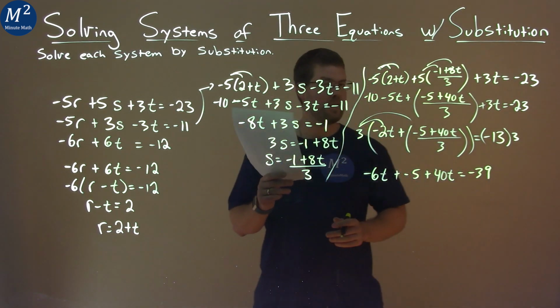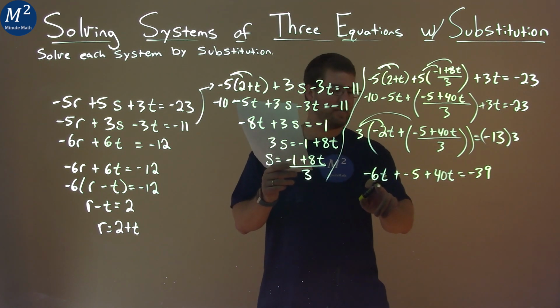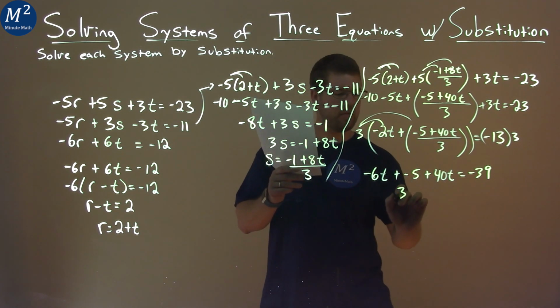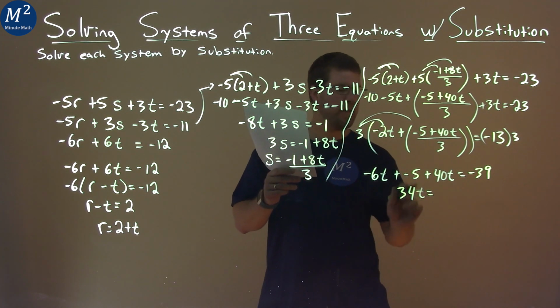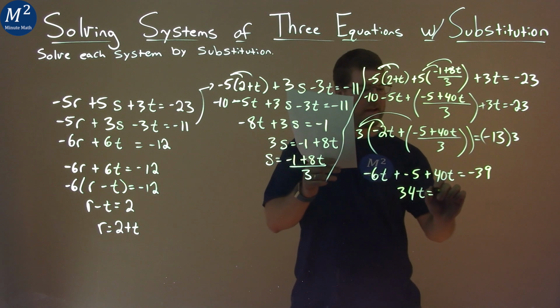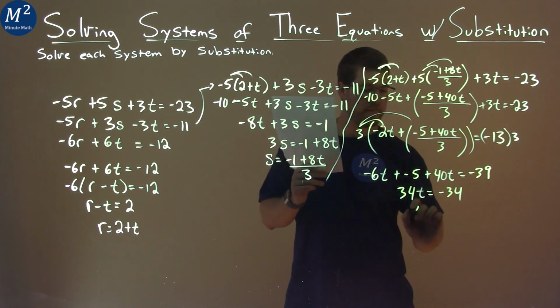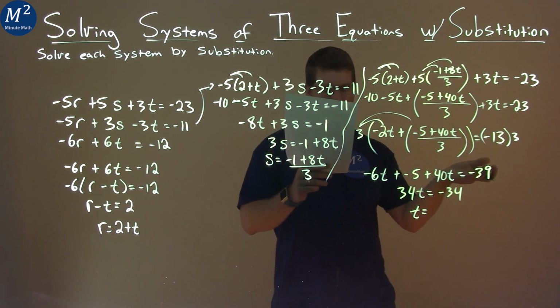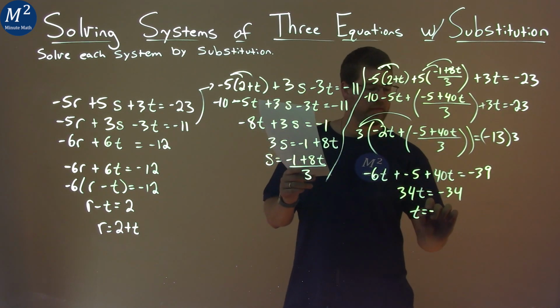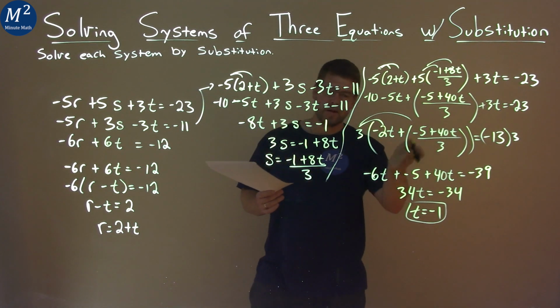From there, we're almost home. We can add the negative 6t and 40t to be a positive 34t. And then add a 5 to both sides. So negative 39 plus 5 is a negative 34. Oh, isn't that nice? Divide both sides by 34. t is by itself, and negative 34 divided by a positive 34 is negative 1. After all that fraction work, we got t equals negative 1.